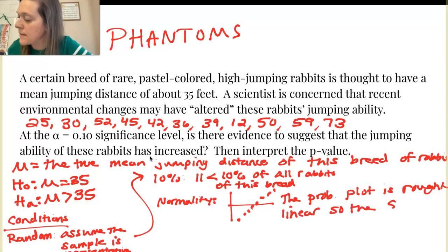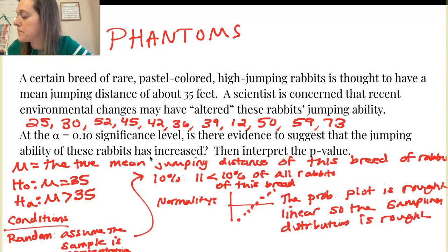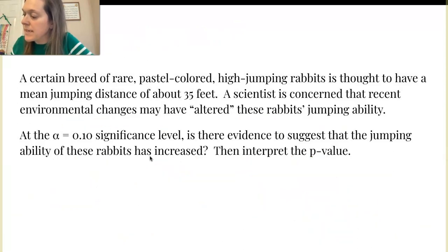So the sampling distribution is roughly normal, right? Okay, so we got all that. Now I'm going to erase all that. We got our conditions. Now we need a name.